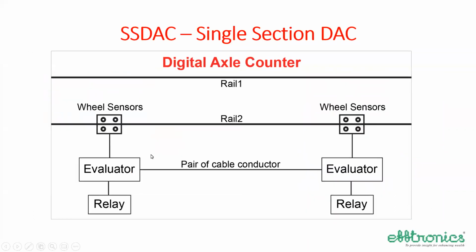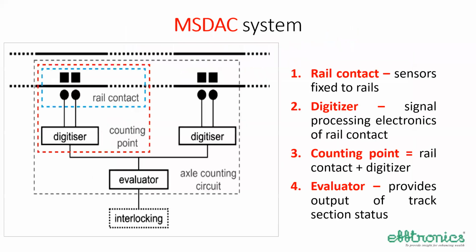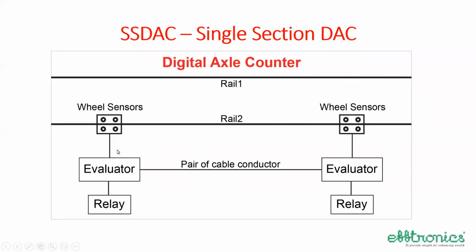Now, yesterday we have seen the single section digital axle counter. What is the difference between the two? You can see in the SSDAC, the electronics is hardly 5 meters from each wheel sensor, 5 to 10 meters. And then the counts are exchanged between the 2 evaluators. And the relay is available at both the ends.